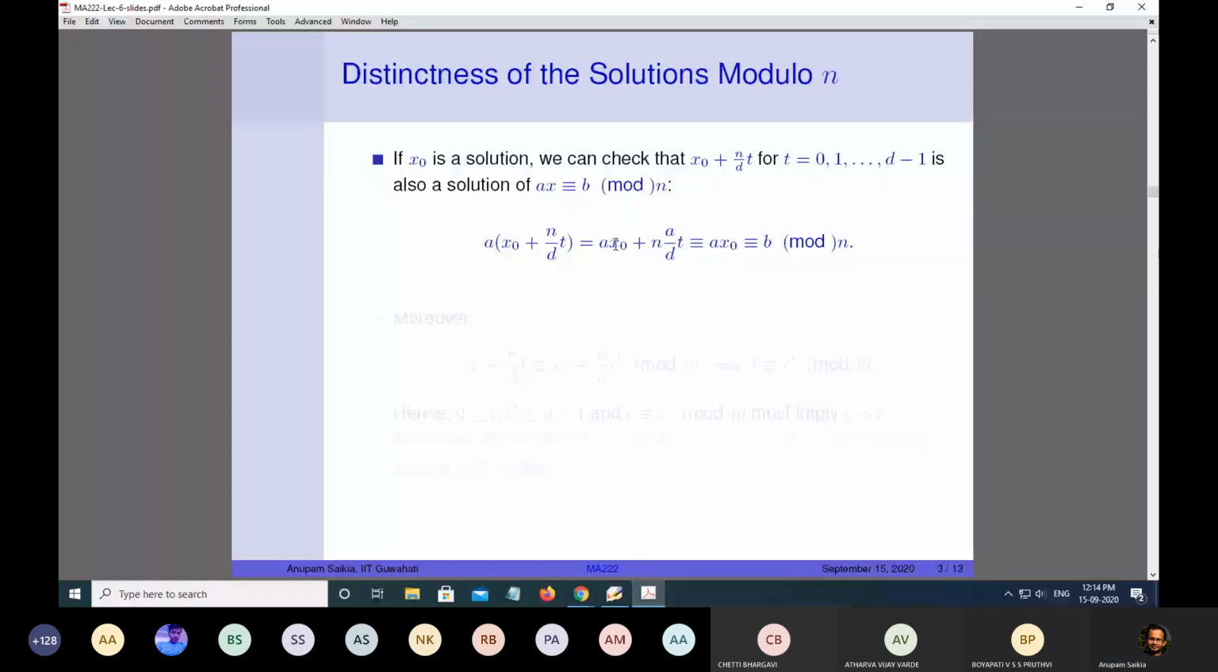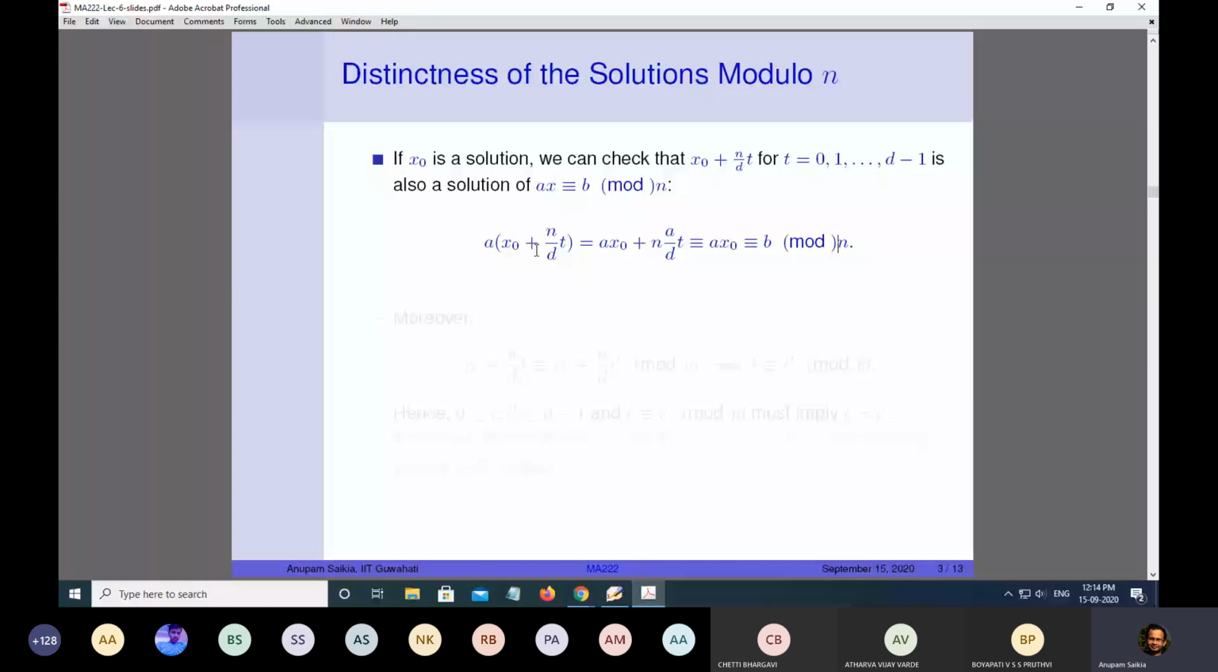I mean, this parenthesis ideally should be put here. Anyway, I'll correct this. So notation wise, this parenthesis should be after the n. Okay, so this shows A x naught. But what is my X naught? My X naught is a solution to A x naught congruent to B mod n. So if X naught is a solution, so is this.